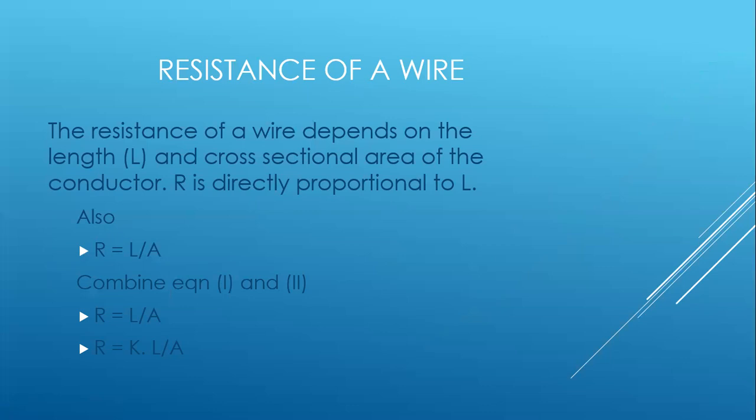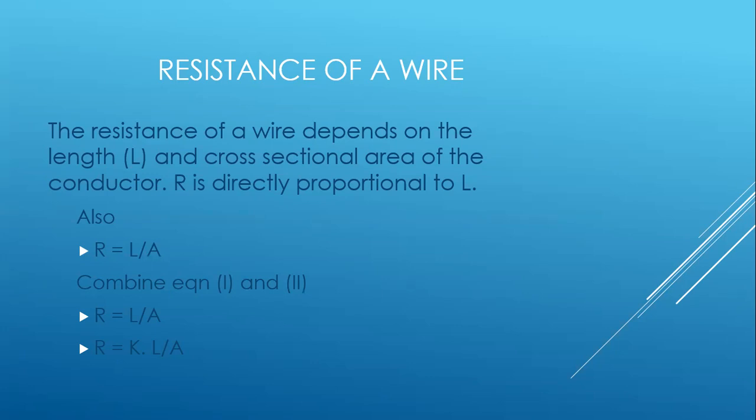Resistance, simply, is an opposition to the flow of current. So here we're going to see the resistance of a wire, or a resistance of a conductor. Now let's dive into it. The resistance of a wire basically depends on the length, denoted as capital L, and the cross-sectional area of the conductor, denoted as capital A.